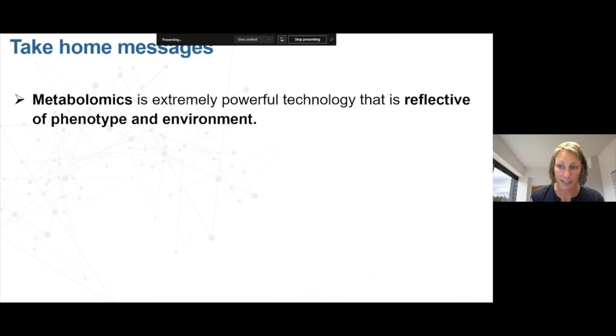So realizing that this was a very broad overview of metabolomics and some of the major challenges, what are my take-home messages? First of all, metabolomics may be hard, but it's also extremely powerful and important to do. That is because it is reflective of our biological phenotype and, importantly, the environmental influence on this phenotype.